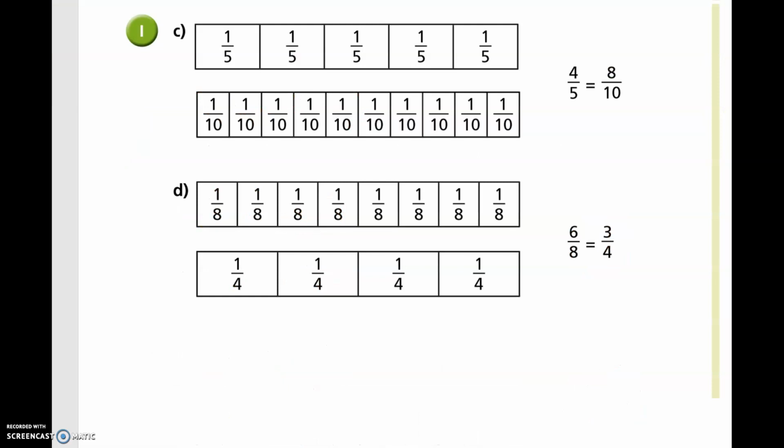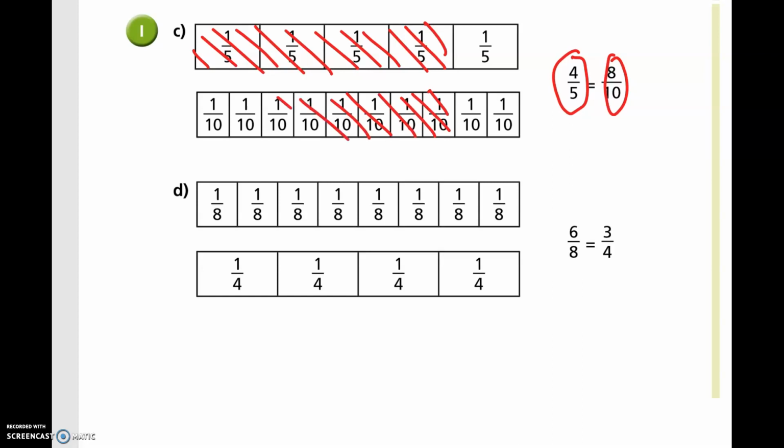So the next one asks you to shade in 4/5 this time. So the chocolate bar has been divided into 5, and we have to shade 4 of them in, so 4/5. And what would it be the same as? Well, let's look, it's 8 tenths. So this one's been divided into 10, and if you look down here, they are exactly the same. You get 8 tenths every time you get 4/5. They are exactly the same.